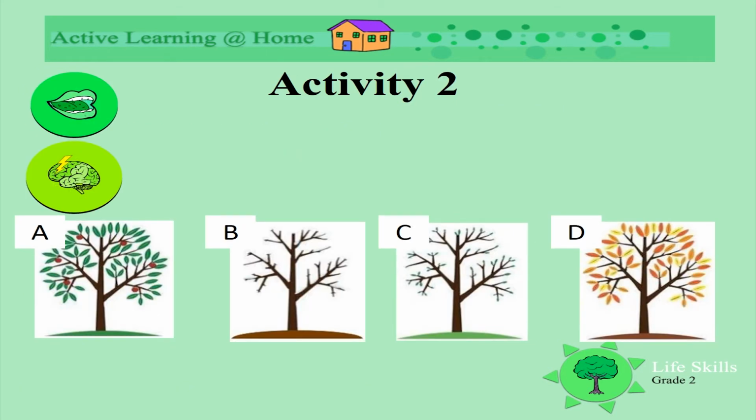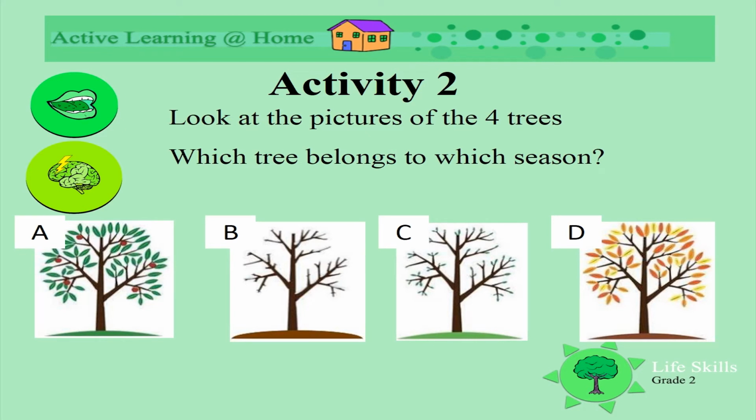Now let's look at the different trees. Look at each of the pictures and decide which of the pictures belongs to which season. Have a look carefully. Which one do you think is A? Is it winter, summer, autumn, or spring? Which season is B? Which season is C? Which season is D? Are you ready to say? So what did you decide for A?